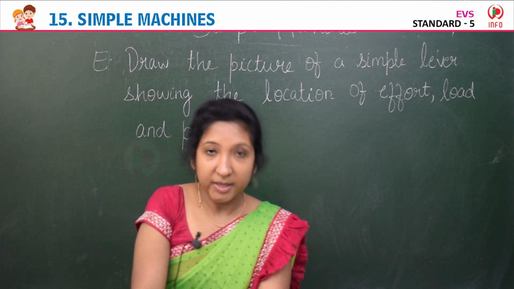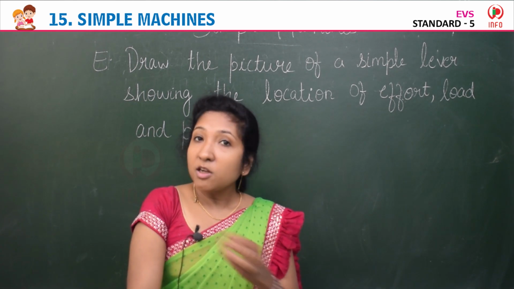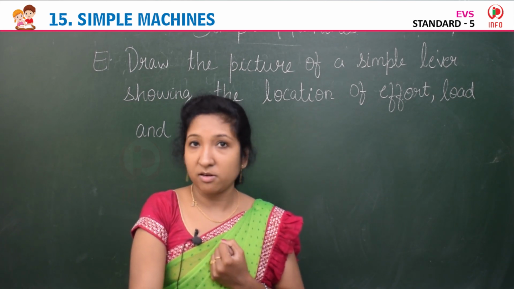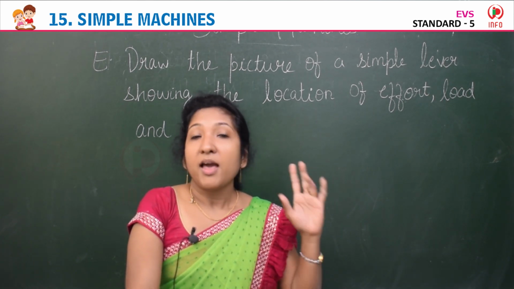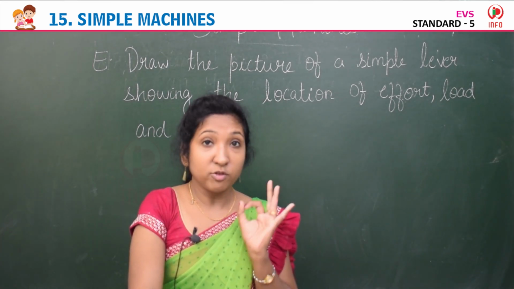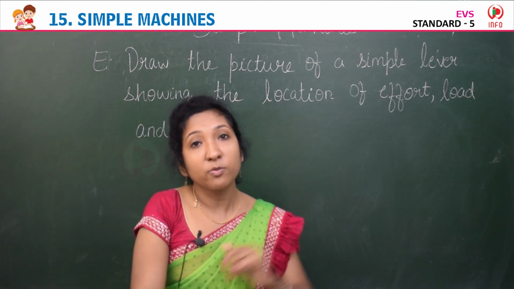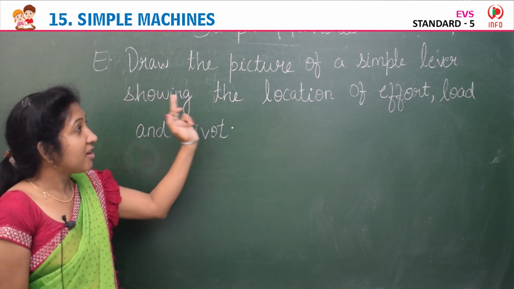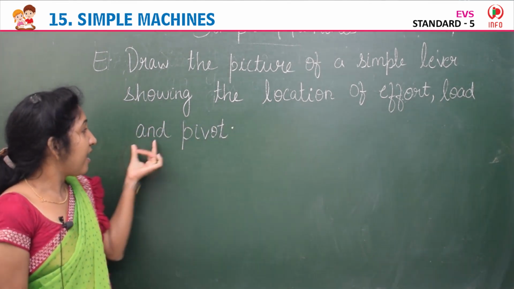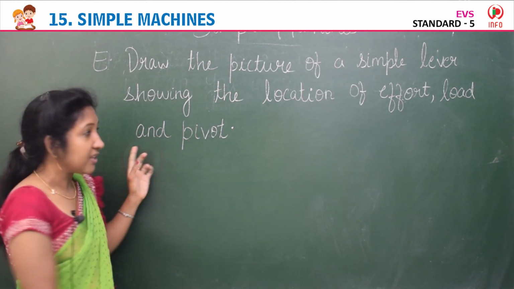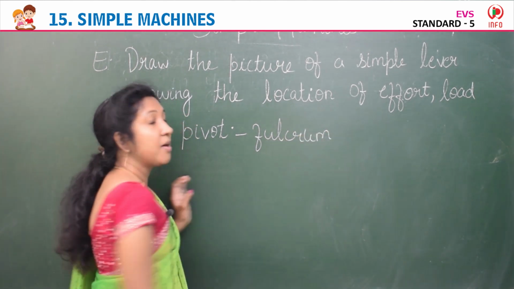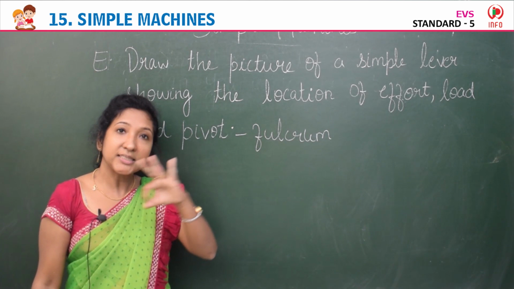Yes or no? Yeah. So we have completed all the question answers, filling the blanks, true or false statements, and naming the picture and all. Isn't it, children? Now I am going to give you an activity. It is a student activity. You have to draw a picture. Which picture? Draw the picture of a simple lever showing the location of effort, load and pivot. Pivot is nothing but fulcrum. You have to draw a picture of a lever showing all these three parts.